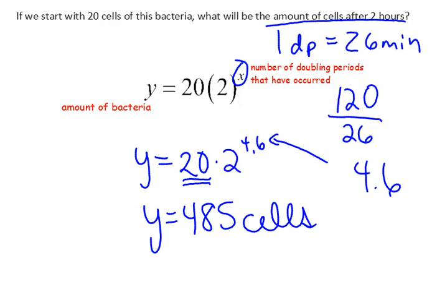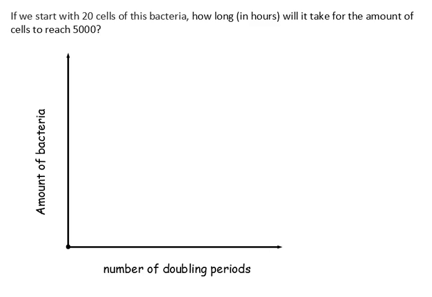Bacteria can double very quickly, but different bacteria double at different rates. You can look that up online, but they're all a little different. So if we start with 20 cells of this bacteria, how long in hours, so again we're looking for time, will it take for the amount of cells to reach 5,000? Remember we said when it asks for time, we're going to need to graph it.